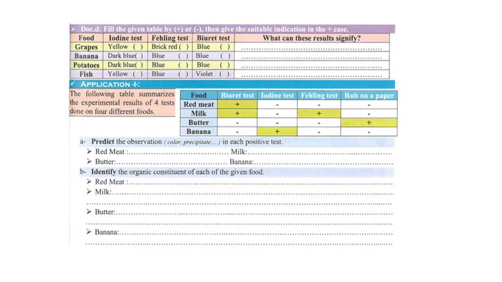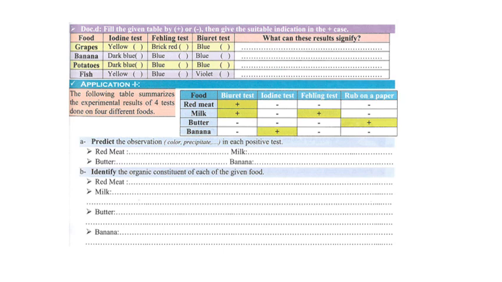Fill the given table by positive or negative, then give the suitable indication in the positive case. Okay, grapes give yellow with iodine, it's negative. Brick red with Fehling, it's positive, and blue with biuret, which is also negative. Why? Because iodine, when it's positive, should give dark blue. Fehling should give brick red, and biuret should give violet if it contains proteins.